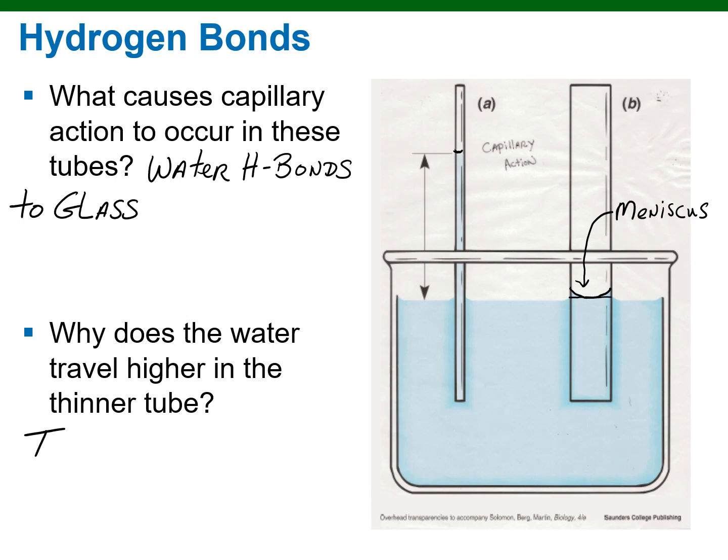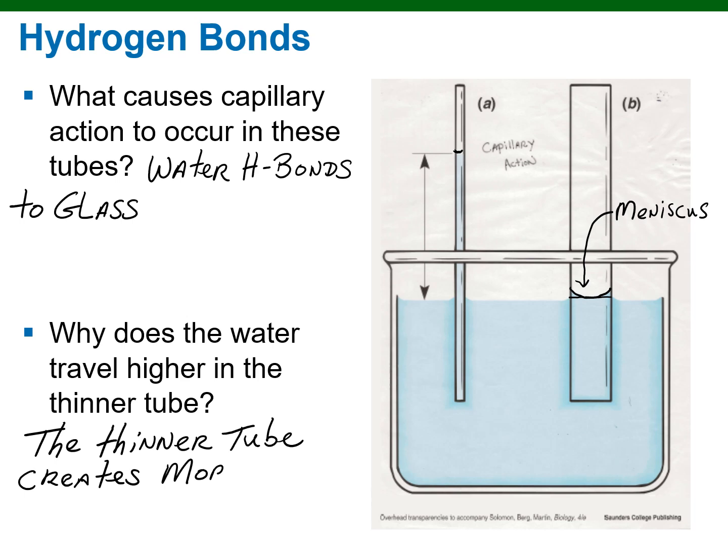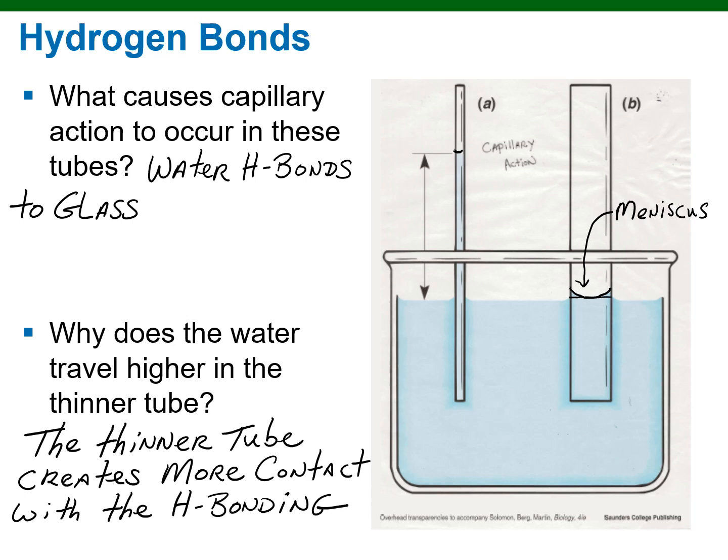The thinner tube creates more contact with the water, hydrogen bonding to the glass. The surrounding glass.